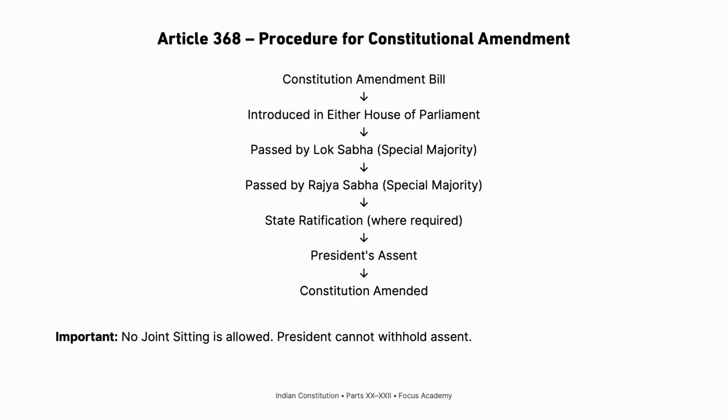Now, in the case of a constitutional amendment, the President cannot withhold his assent. Okay, he is obligated to directly give his assent. He is not allowed to withhold. He is not allowed to send it back for reconsideration. He is not allowed to convene a joint sitting of the Indian Parliament in case of a disagreement between the two houses. He has to give assent directly when it comes to a constitutional amendment. Okay, so no joint sitting is allowed. The President cannot withhold assent.